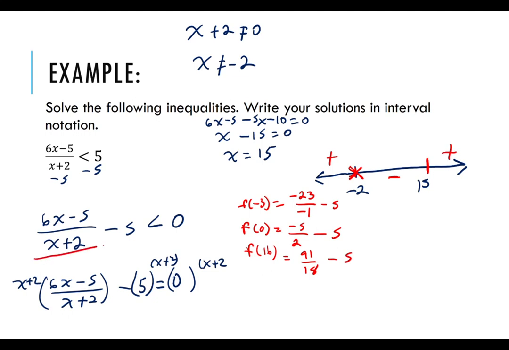Then remember that we're looking for the solutions where the function is less than 0, or where it's negative. And it's a strict inequality, so that's going to be not including negative 2 no matter what happens, and not including 15 this time because of the strict inequality.